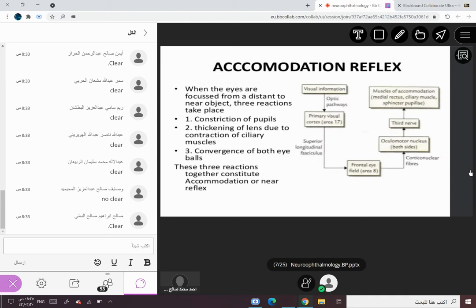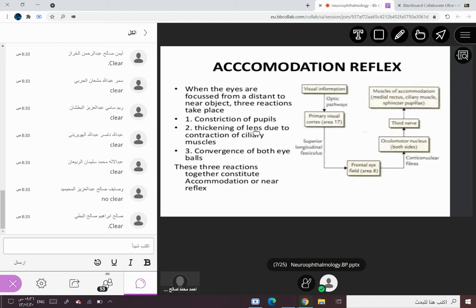So let's go to the accommodation reflex. Simply, when you are seeing an object from far and suddenly you see an object near, what will happen? Okay, what will happen? Or imagine that you are reading or bringing an object near to your face. What are the reflexes that will happen? We have three reflexes. We will have constriction of the pupil, and it has a pathway, but we will not go through the pathway.